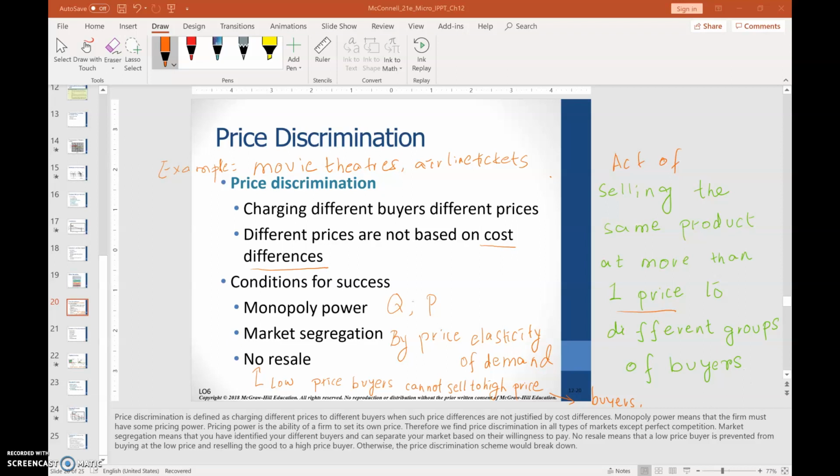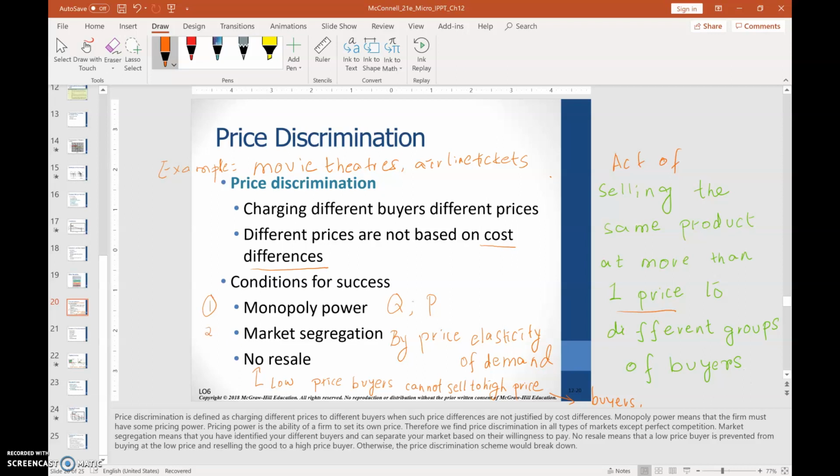There are three conditions of success for price discrimination. Number one is monopoly power. That means the seller needs to have control over the quantity sold and price of the product.